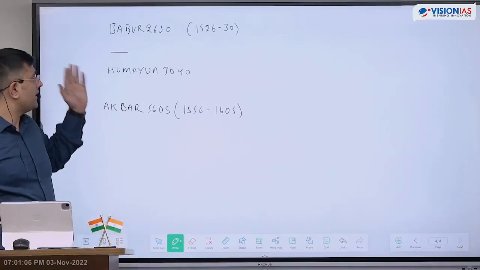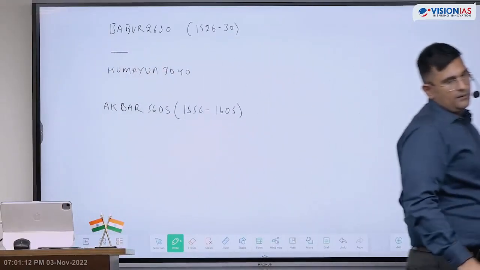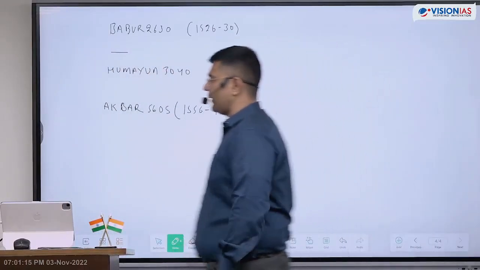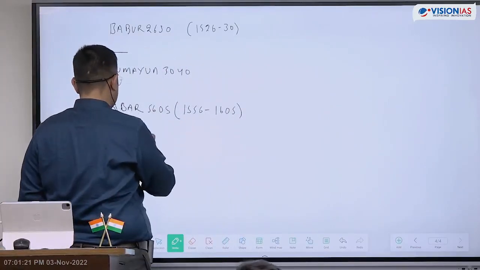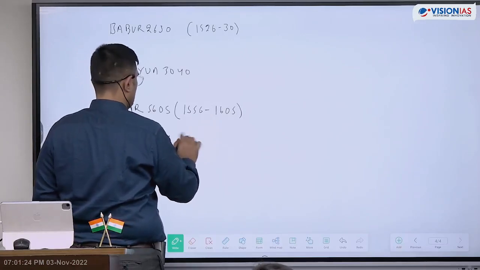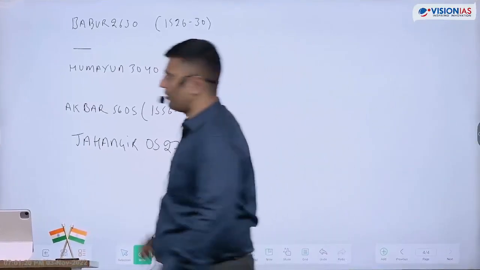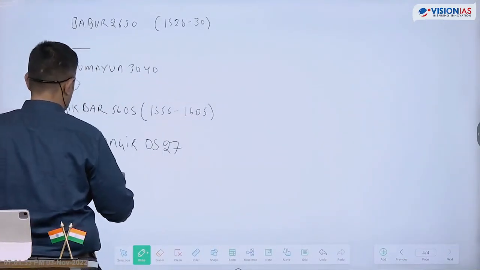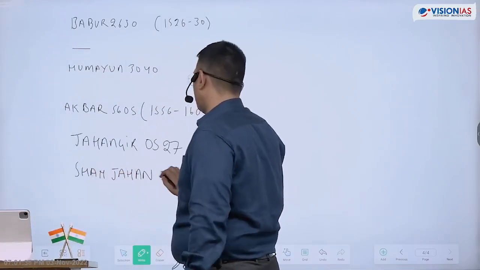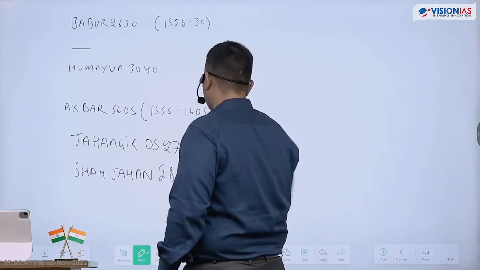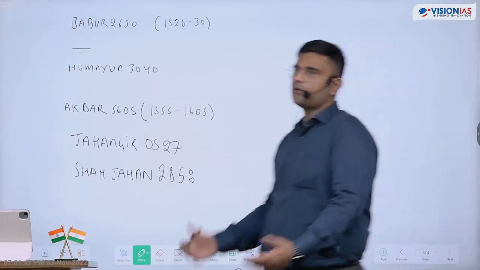So now coming back to the topic, Babur 2630, after that Humayun 3040, after that Akbar 5605. Then Jahangir 0527. That is 1605 to 1627. Then Shah Jahan. It was 1527, but fine, for the sake of remembering, because it rhymes, so Shah Jahan 2858. Easy to remember, 30 years, 2858.